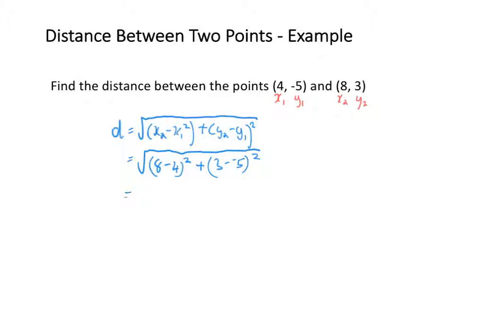So going ahead with our calculations, that is going to equal the square root of, and then 8 minus 4 is 4, so 4 squared, plus 3 minus -5 is 8, so it'll be plus 8 squared. And that is going to equal the square root of 4 squared plus 8 squared, which is 80. So the distance is equal to the square root of 80, which is 8.94 units.